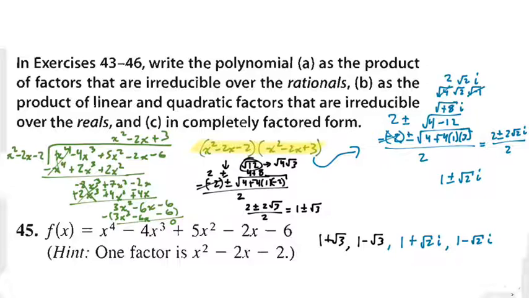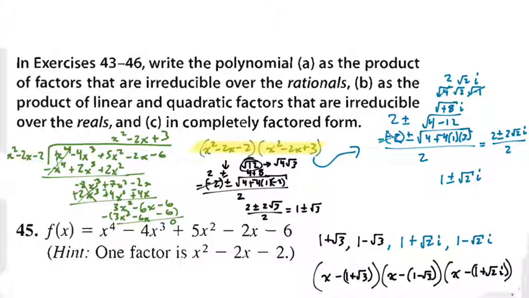All right, so this is how we do it. We got x minus 1 plus square root of 3. x minus 1 minus square root of 3. And then we have x minus 1 plus square root of 2i. Oh man, I ran out of space. I'll just put them on the other side. That's a good idea. Okay, and then we have x minus 1 minus square root of 2i. There you have it. There's the last answer.